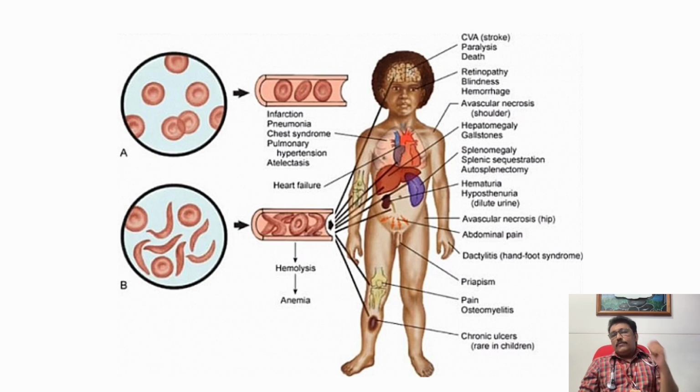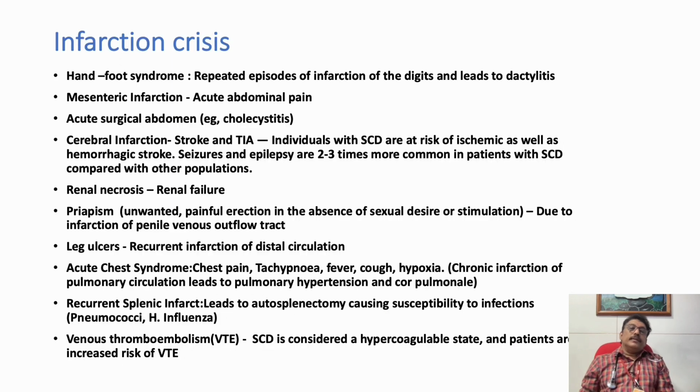Some patients can come with severe chest pain. It can be due to pulmonary infarct, or it can be due to myocardial infarct. It can be due to pleuritis. So many abnormal problems can be there because of this infarction crisis. So for infarction crisis, various examples are given in this slide: hand-foot syndrome, mesenteric ischemia, surgical abdomen, cerebral infarction and stroke, renal necrosis, renal failure. Priapism is one of the important problems in males.